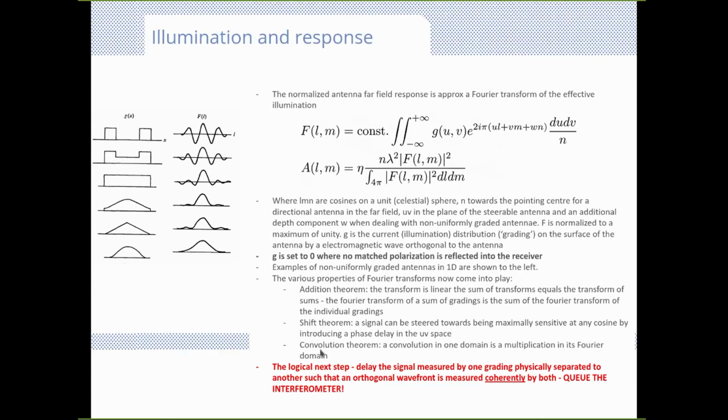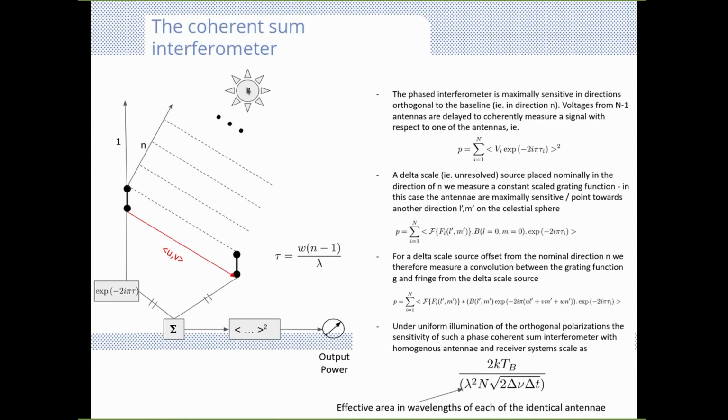There's also a third theorem that I just want to remind you of, that's the convolution theorem. Now, that says that a convolution in one domain is just a multiplication in its Fourier domain. So the logical next step that we can take is to delay the measured signal of one grading with respect to the other, and we can construct a basic interferometer. This brings us to the Coherence Sum Interferometer.